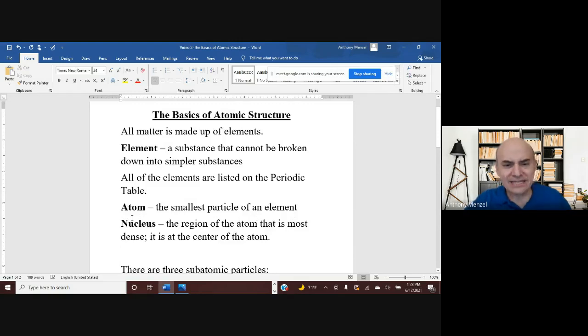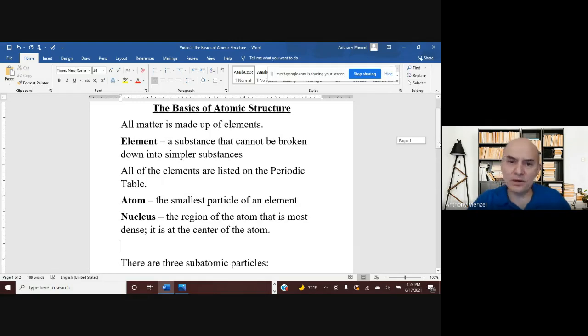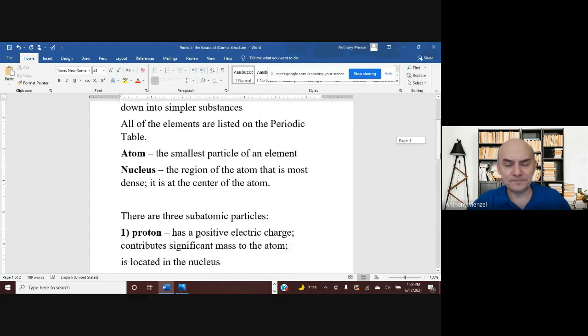And the nucleus is a very important region in the atom. It's the most dense region, and it is also at the center of the atom. So it's important to understand that the atom is the smallest particle of an element, and that in the middle of the atom, you've got this very dense region called a nucleus. Just kind of like in biology, the central part of the cell is called the nucleus. In chemistry, the central part of the atom is called the nucleus.